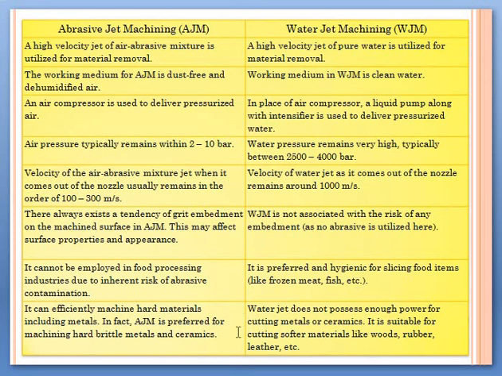Abrasive jet machining can efficiently machine hard material including metals. In fact, it is preferred for machining hard brittle metals and ceramics. Water jet machining does not possess enough power for cutting metal, so it is suitable for cutting softer material like wood, rubber, and leather. These are the certain points which distinguish abrasive jet machining from water jet machining.